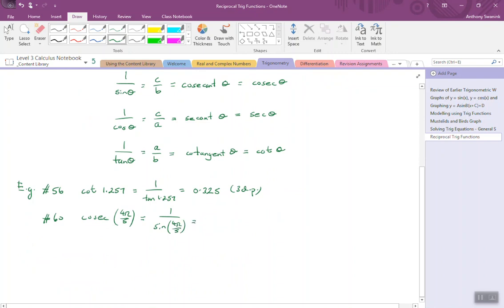Change my calculator to degrees mode. Let's take the sine, put it in brackets, 4 pi over 5. And that is, okay, not what I was expecting to get. Just a moment. Sorry guys, just have a look at this again.